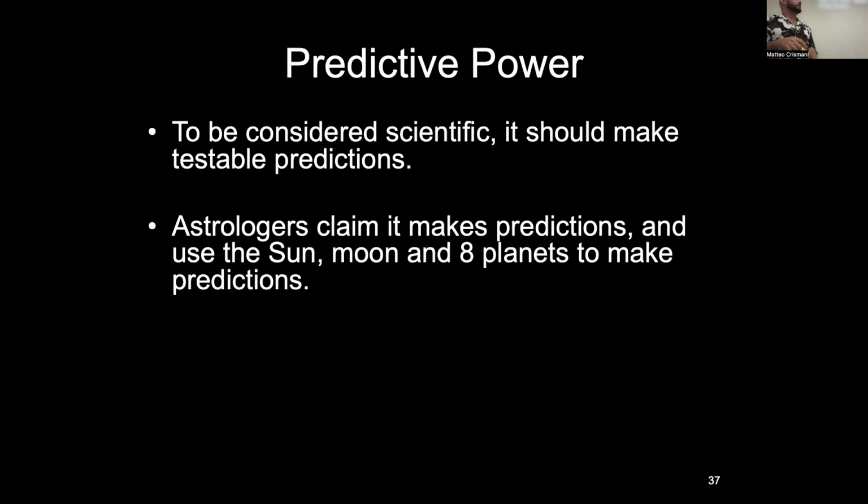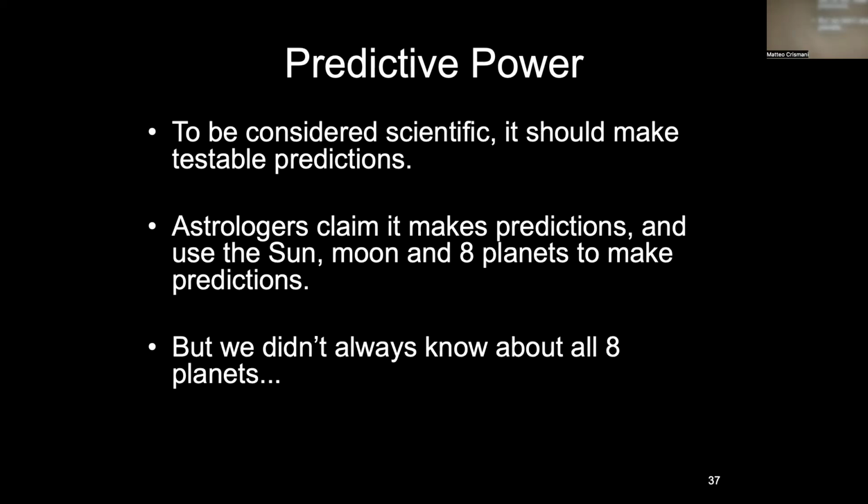So for example, astrologers make predictions. They use the sun, the moon, and the eight planets. Is that true? Nothing wrong with that statement? No trick there, right? Well, except for they didn't always know that there was eight planets. So for example, Uranus and Neptune were not found until telescopes. So were they just getting it wrong for like hundreds of years?